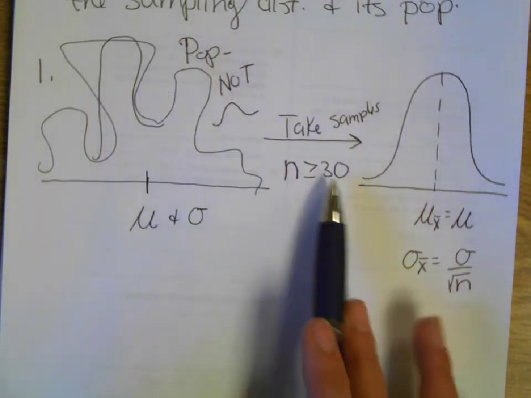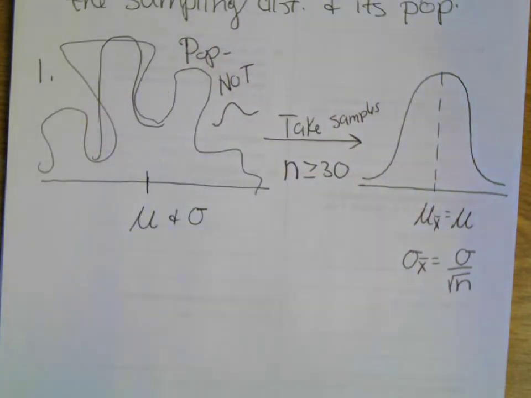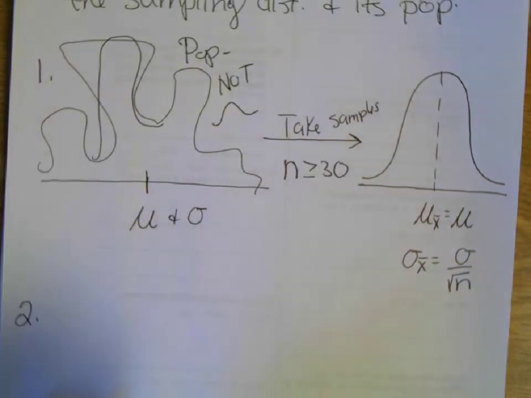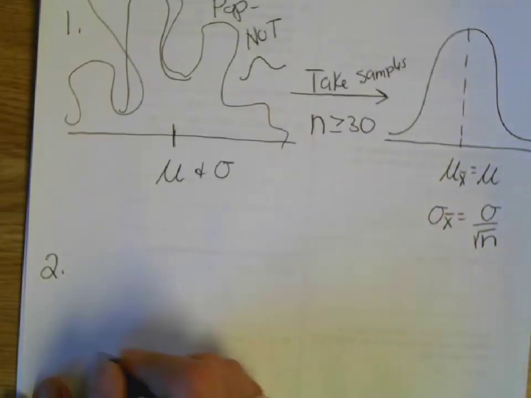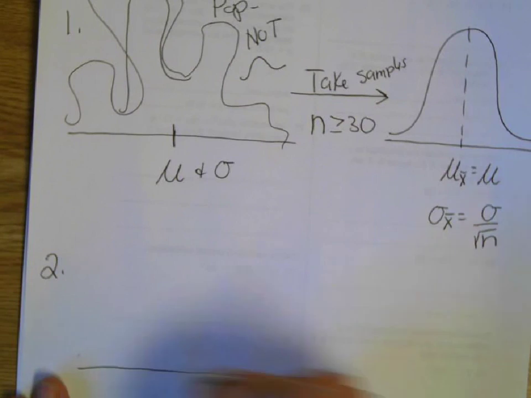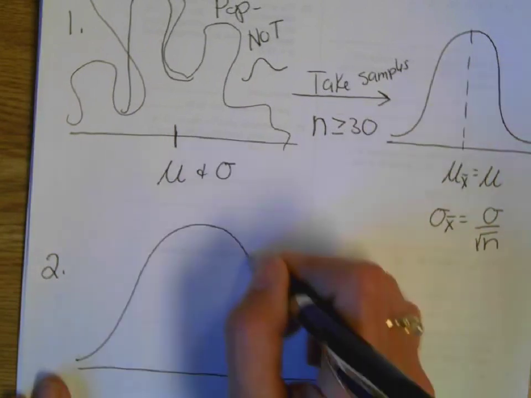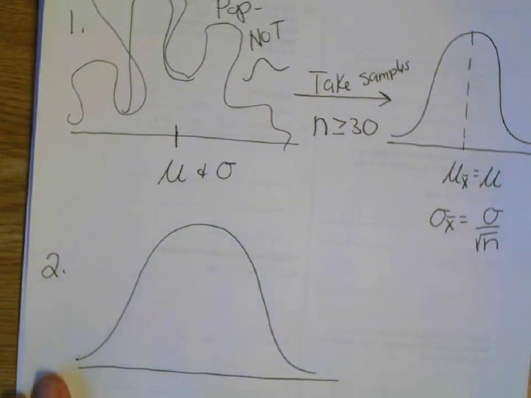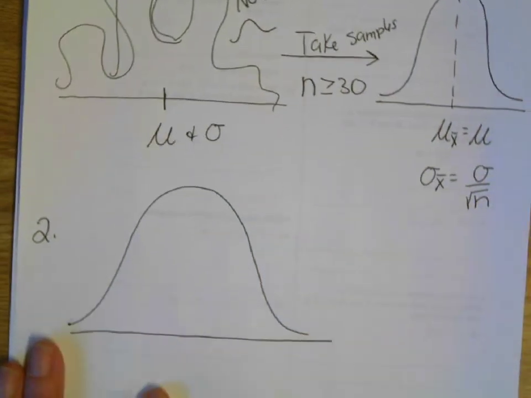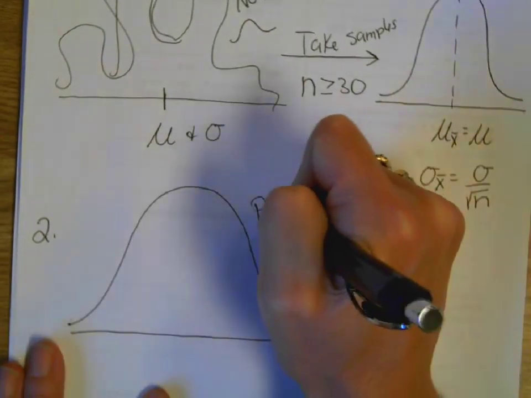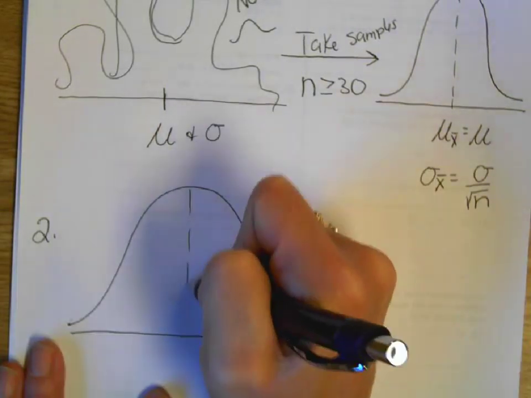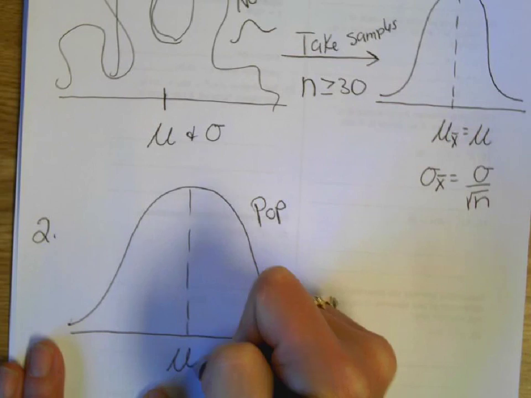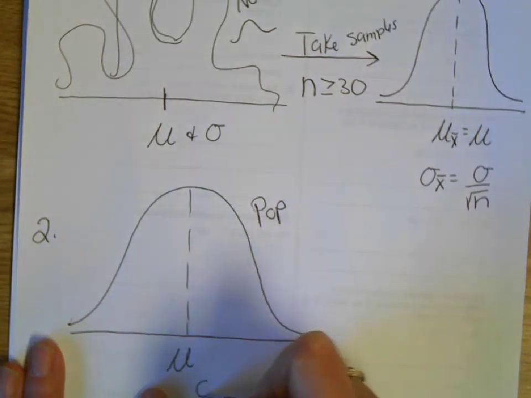You just gotta make sure you take 30 or more, and you can say a lot of stuff about that population, which you'll see. The second part, the second prong of the central limit theorem says, if your population is normal, we know that the population's normal with a mean and a standard deviation.